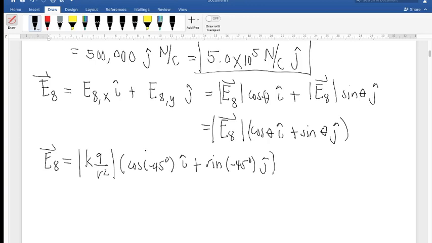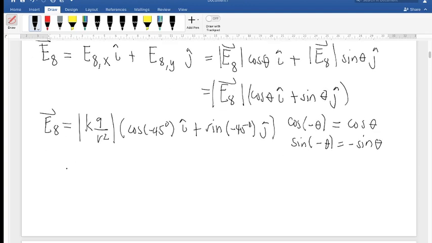Now, since cosine is an even function and sine is an odd function, in relationship with your negative angle, we have cosine of negative theta. Remember, according to trigonometry, it is equal to cosine theta. Then sine of negative theta is just equal to negative sine theta. Okay? So by using this trigonometric relationship, what is your k here?